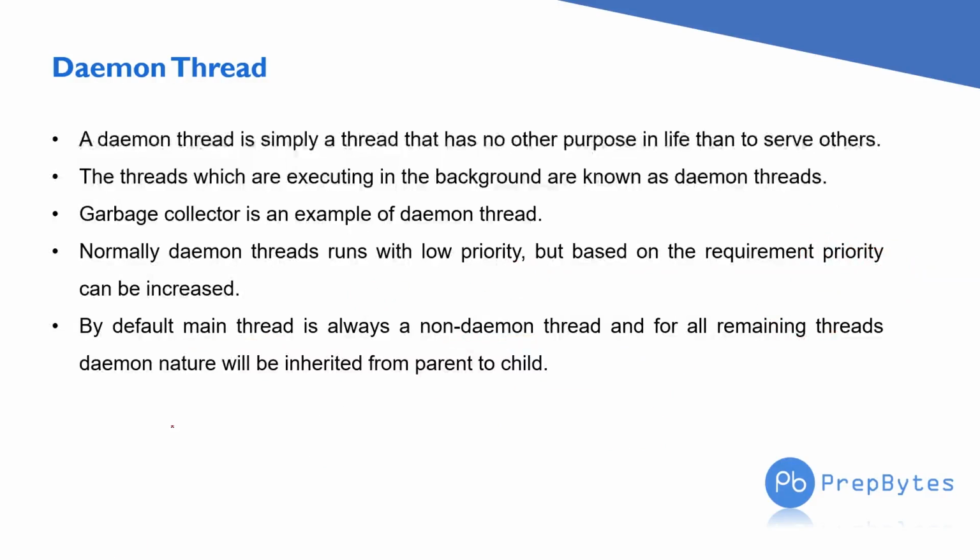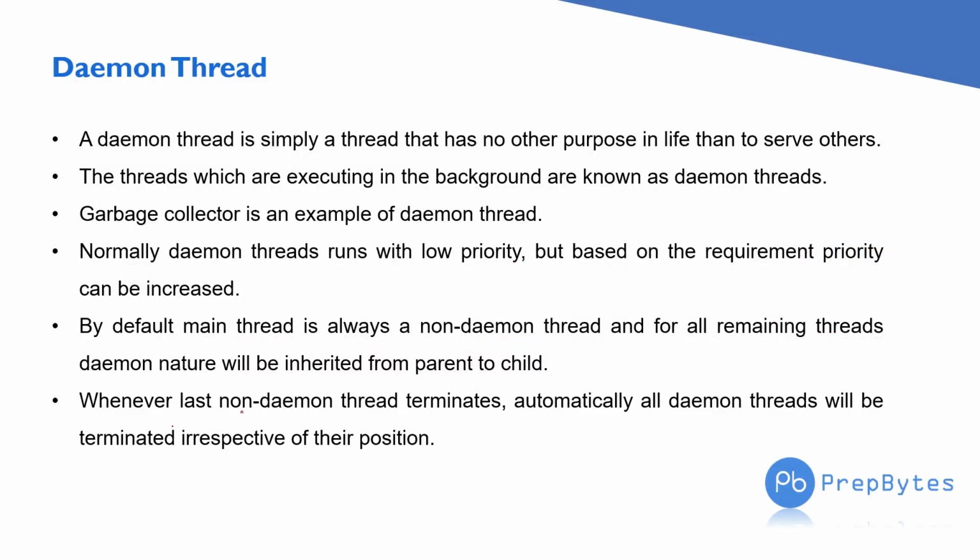The next point is whenever the last non-daemon thread terminates, automatically all daemon threads will be terminated irrespective of their position. What is the purpose of a daemon thread? The purpose of a daemon thread is to serve non-daemon threads. If non-daemon threads are terminated, there is no other purpose left, so the daemon threads are also terminated automatically. The reason is that daemon threads have only one purpose, that is to serve non-daemon threads.